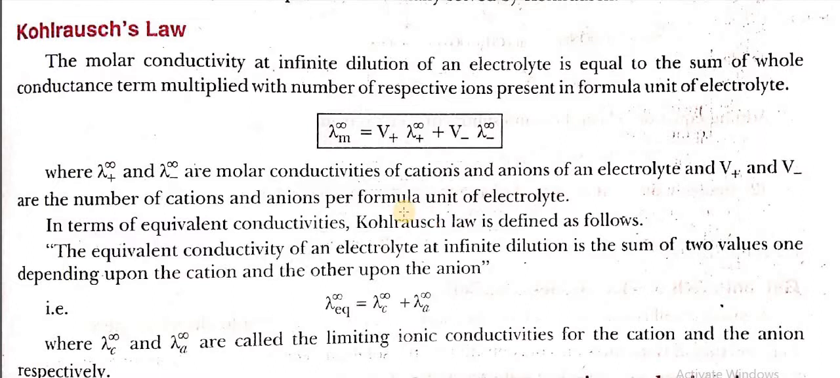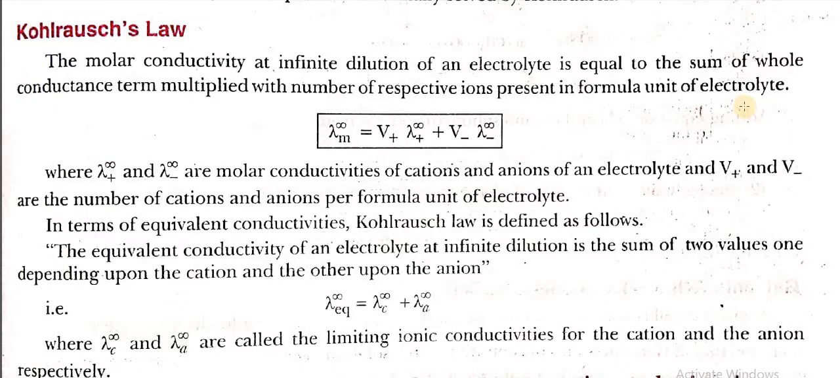In our last class, we have seen the numerical based on the equivalent conductivity and molar conductivity. Now today we are going to discuss a very important law, which is known as Kohlrausch law of independent migration of ions, we call it. So according to this law, the molar conductivity at infinite dilution of an electrolyte is equal to the sum of conductance terms multiplied with the number of respective ions present in the formula unit of the electrolyte.